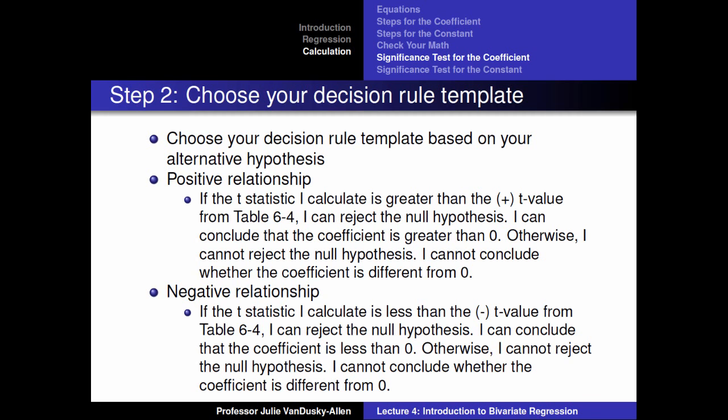Note that we will be working with two t-values in significance tests, one from table 6.4 and the one you will calculate yourself. This is important to remember so you don't get confused. Also note that the values from table 6.4 are all positive. When we use this negative t-value template here, we have to put a negative sign in front of the t-value.